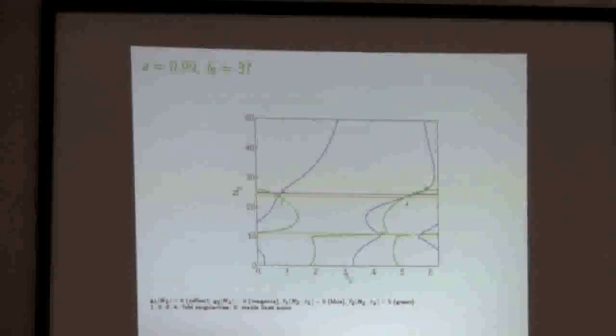So what happens? For example, you have here an intersection of green and blue. This is a classical fixed point. But you have here an intersection of yellow, blue and green curves. It corresponds to a fault singularity. Here also, and here also.